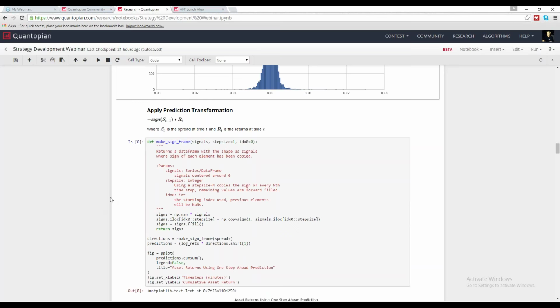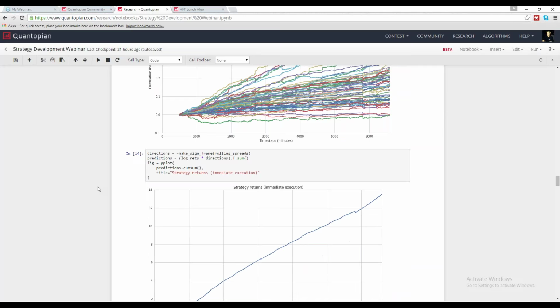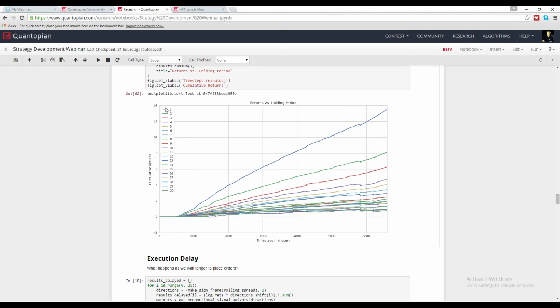And after doing that, we end up with something that looks like this, where for the holding period of one, each, this legend here is the number of minutes that the strategy was holding for. And then your y-axis is the returns, and the x-axis is the time steps in minutes. And as you can see, this has a pretty direct relationship as far as you hold it longer, the signal does decay, and it seems to do it relatively quickly.